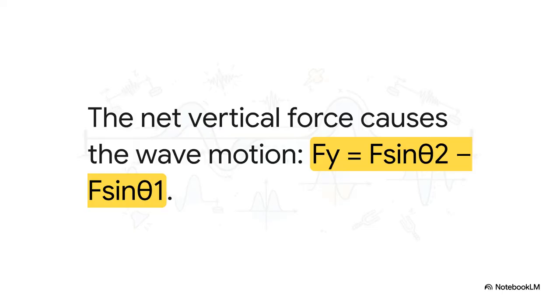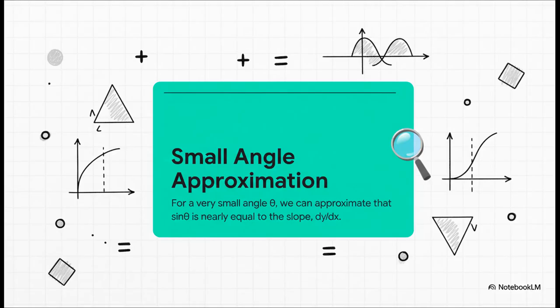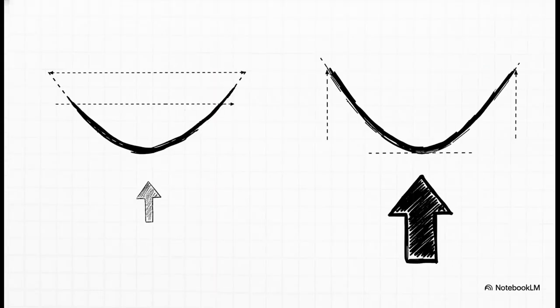What actually makes the wave move up and down? It's the net vertical force from that tension. And here's a super useful math trick. For really small angles, sine is basically just the slope. So the force is really all about how the slope changes. In other words, the curve of the string.